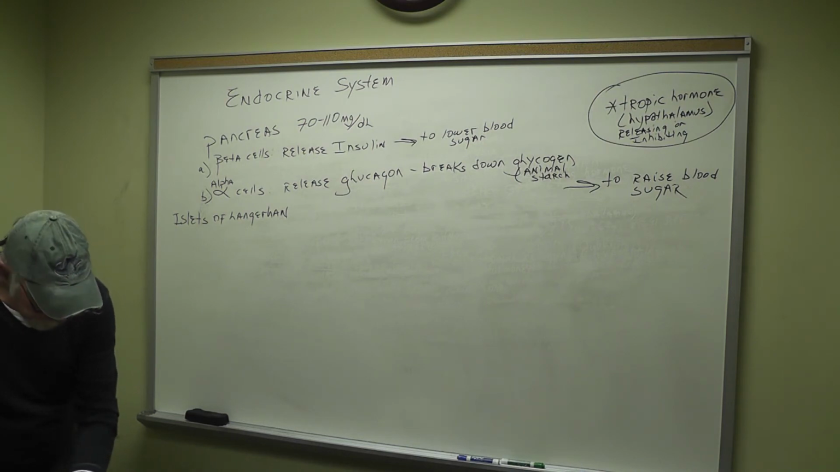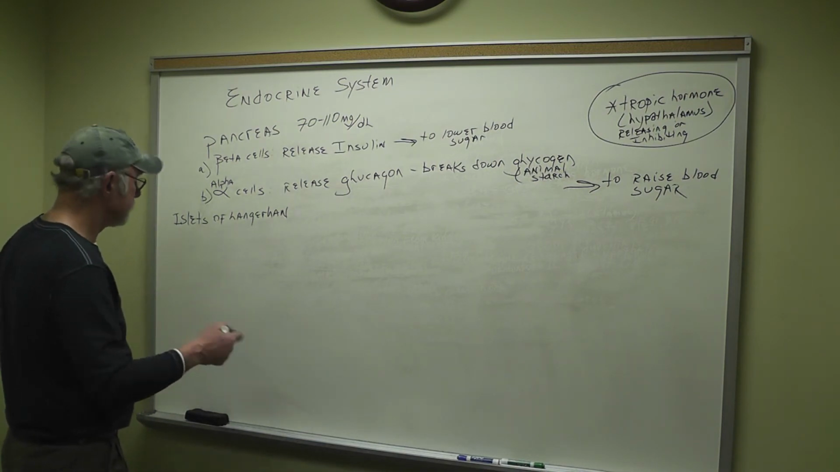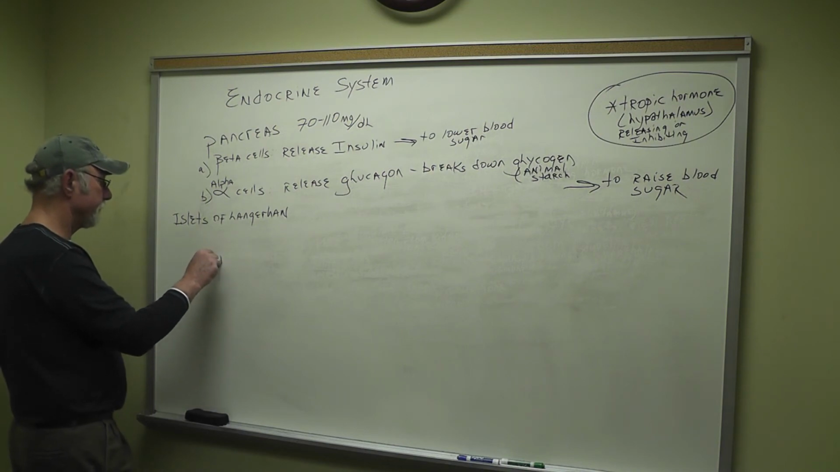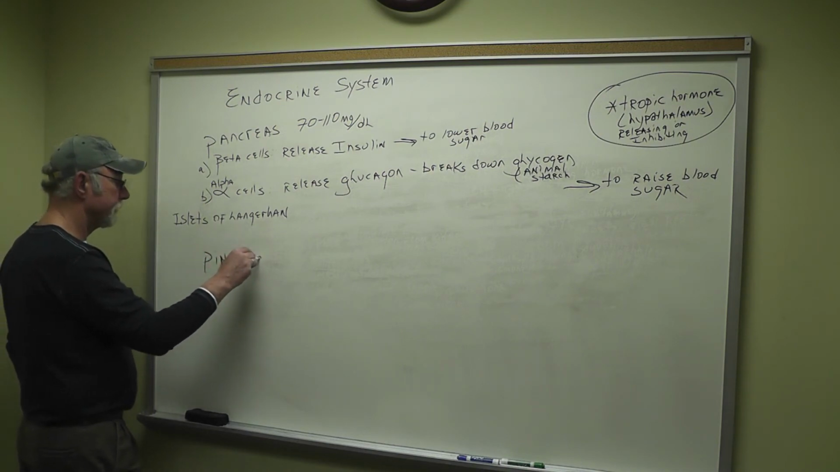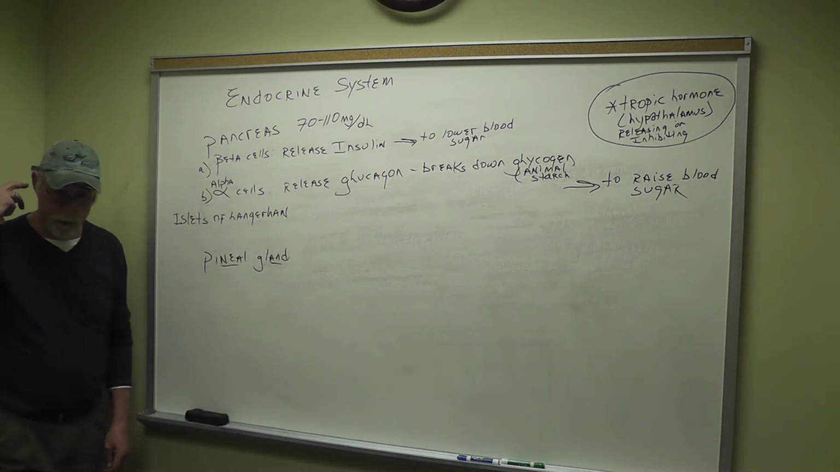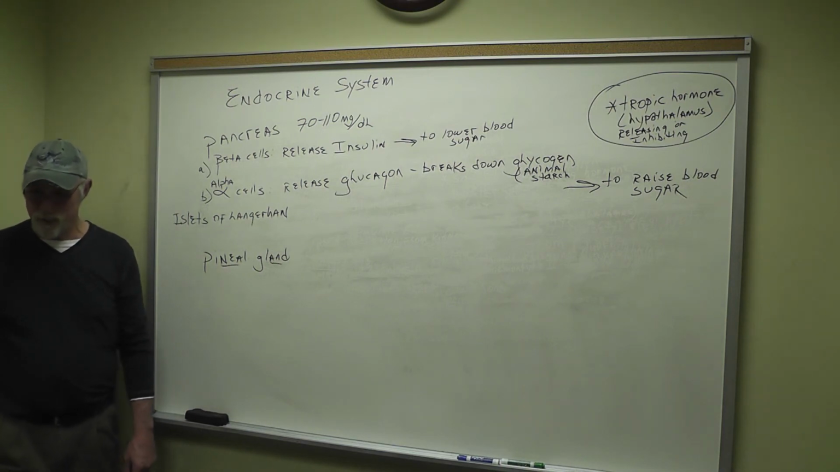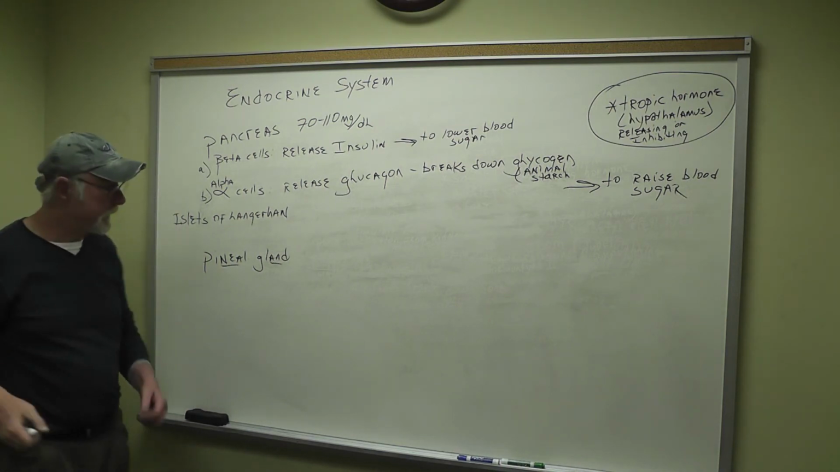Another one, the pineal gland in the brain. I like that one because, as I told you, my wife has a tumor on her acoustic nerve. She also has one on her pineal gland.